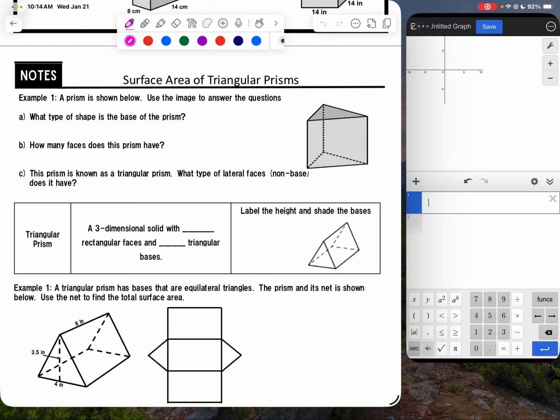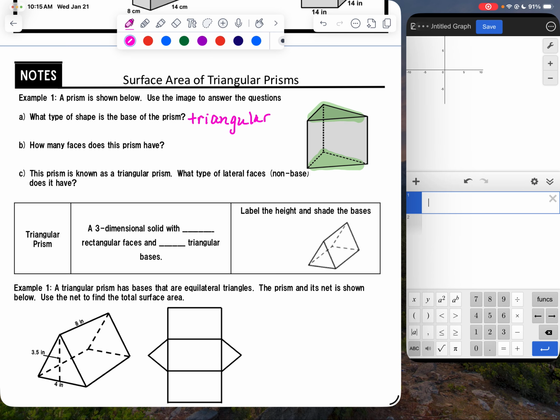So in question A, they're asking you, what type of shape is the base of the prism? So let me highlight the base here. Okay, here and here. So this is a triangular shape of our base.